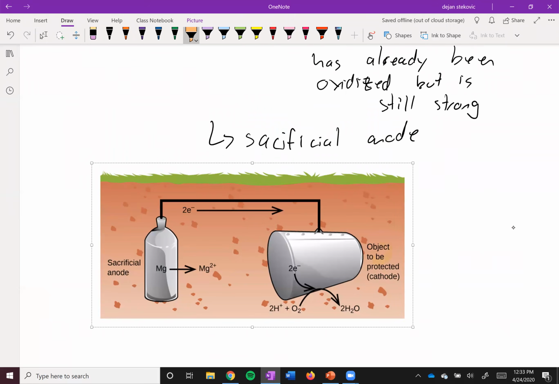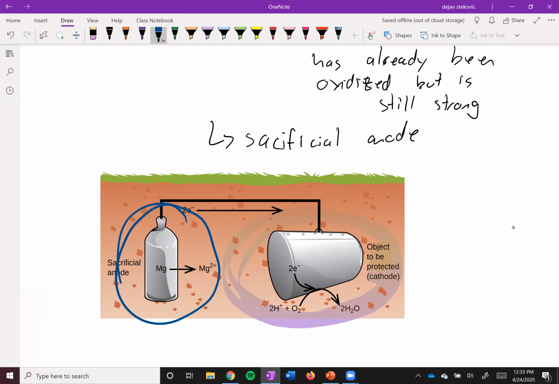So on this picture right here on the right side, you've got the thing to be protected, right? You want to protect this thing. And so what you do is you attach it to something else that's easier to oxidize, something like magnesium. And so the magnesium will be oxidized instead of what you want to protect.